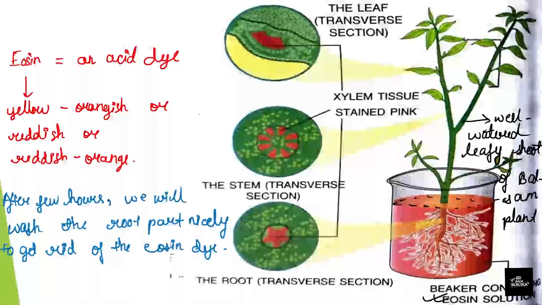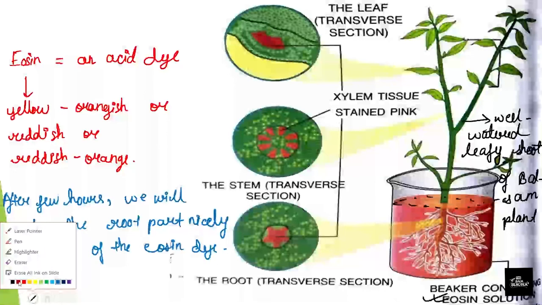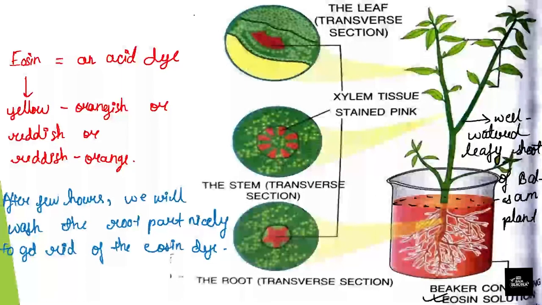One is of leaf, another is of stem, and the third is of root. So this is the first transverse section, this is the second transverse section, and this is the third transverse section. We have made three transverse sections, and then we are going to view them under the microscope. When we view these under the microscope, what are we going to observe?